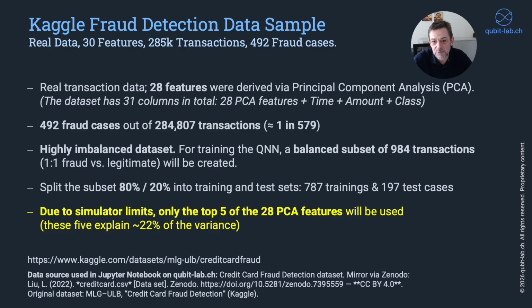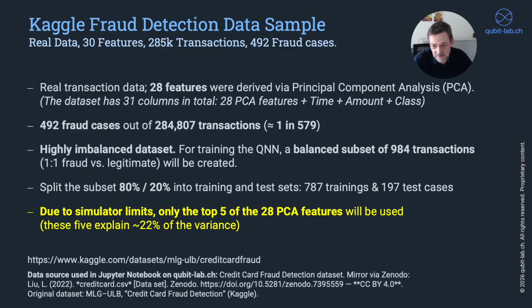It's about 285,000 transactions, but only 492 are fraud cases. And therefore, we reduce our data set to a subset of only 984 transactions. So we get a one-to-one fraud and legitimate transactions balance. We use 80% for training and 20% for test cases. And we only focus on the 5 top features.